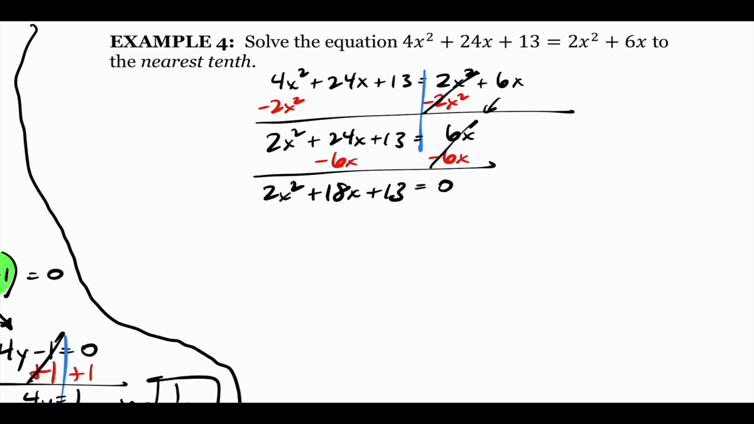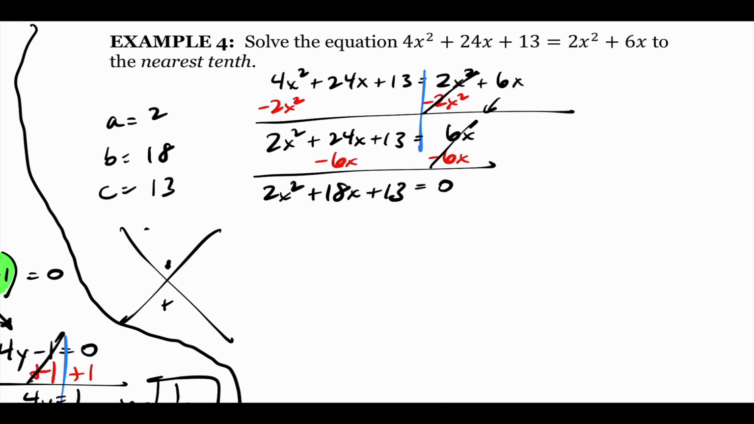Second step, GCF. Again, the first two have a GCF, but 13 kind of ruins it, because only 1 and 13 go into it. So there is no GCF for all three. Let me do ABC: 2, 18, and 13. They multiply to be 26 and add to be 18. The only things that multiply to be 26 are 13 and 2, and 26 and 1. 13 and 2 is close, but that adds up to be 15, not 18. So that does not work.